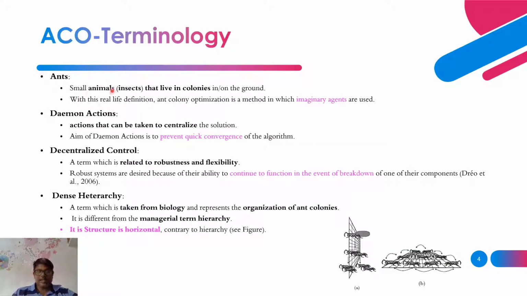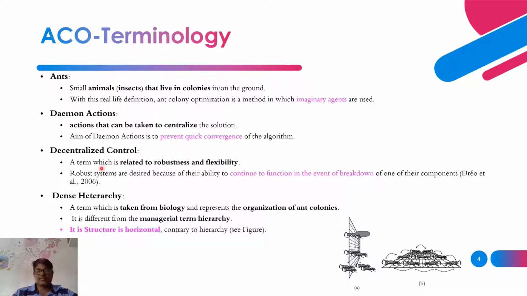Ants are small animals or insects that live in a colony in or on the ground. With this real life definition, ant colony optimization is a method in which imaginary agents are used. So the ants are the main agents in collecting the food. Daemon action is nothing but an action that can be taken to centralize the solution. The aim of daemon action is to prevent convergence of the algorithm.